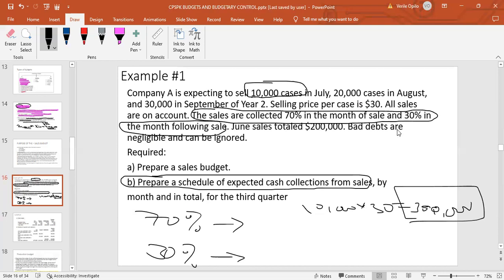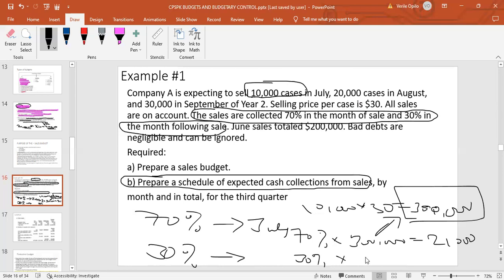And as much as this is how much the business is selling in July, there is only 70%. So 70% of 300,000, which is equal to 210,000, will be received in the month of July. And then the other 30% will be received 1 month later. So that one should be 30% of 300,000. That should be 90,000. 90,000 is going to be received in the month of August.